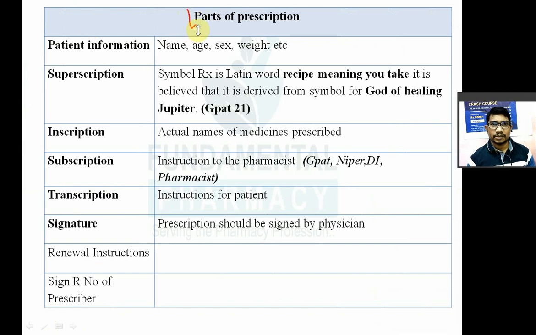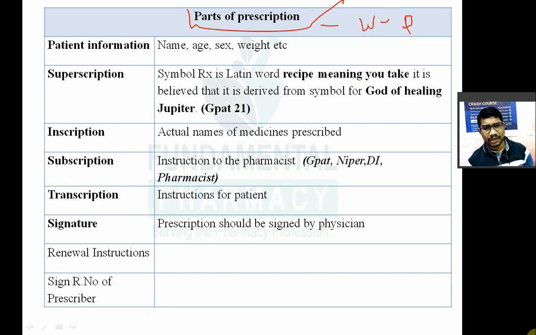Parts of prescription. What is a prescription? A prescription is nothing but the written order of a physician to the pharmacist, indicating the name of the patient, age, and other factors, and also instructing the patient how to take the medicine, to dispense a particular type of medicine in a particular dosage form. That is a written order to a pharmacist, known as a prescription. They used to ask questions on this part. So what are the different parts of a prescription?